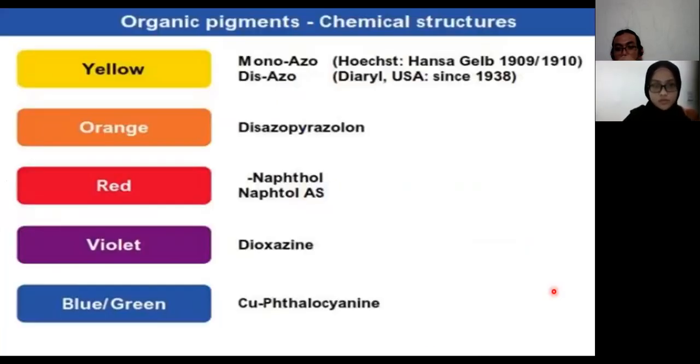Okay, organic pigments are based on carbon chains and carbon rings. They also contain metallic, which are inorganic elements that help stabilize the properties of the organic components. So the colors that are usually involved in organic pigments are yellow, orange, red, violet, blue, or green.